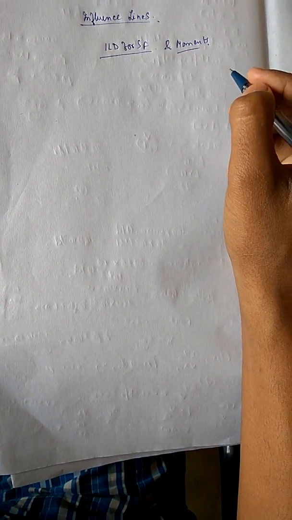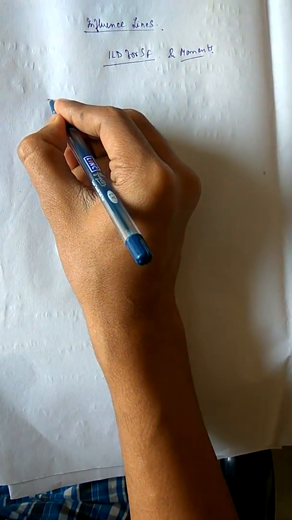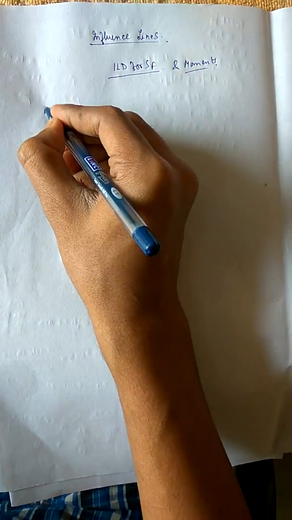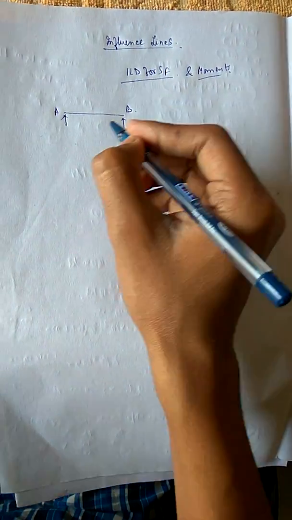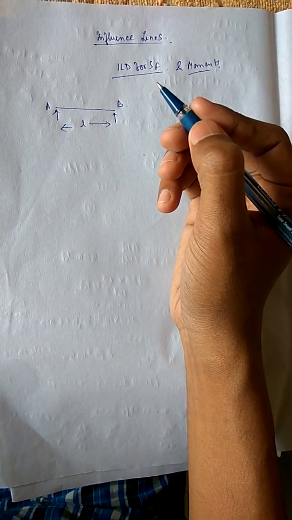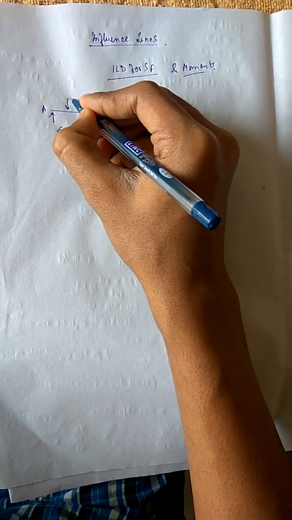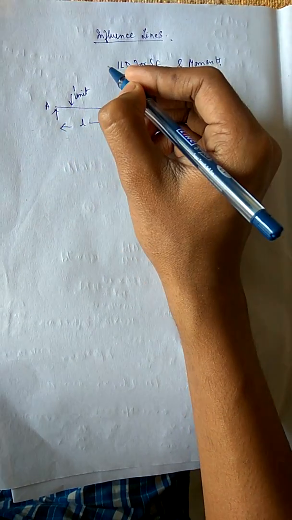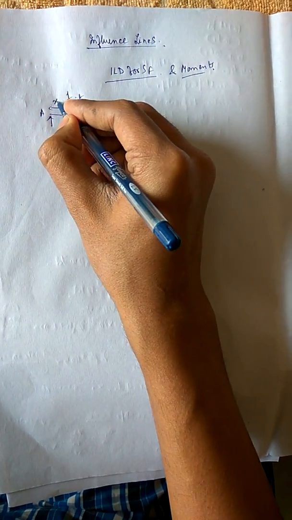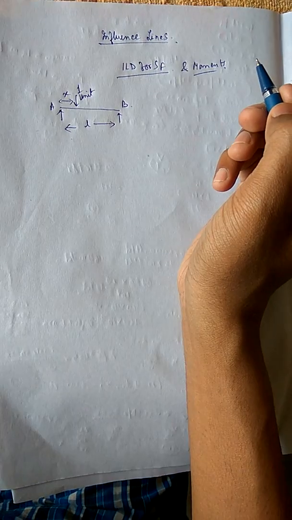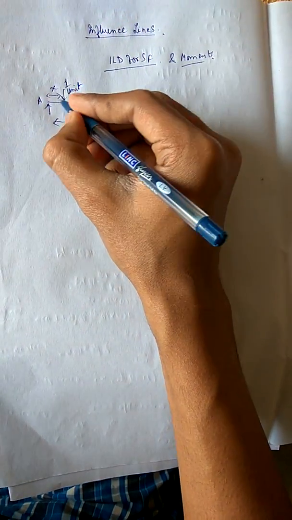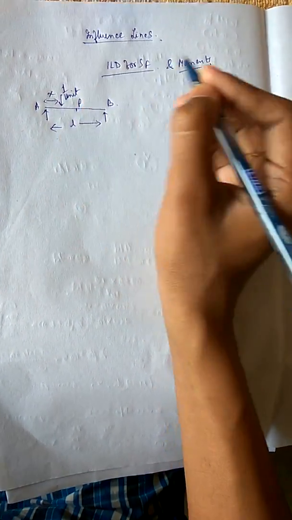Okay, so let's take a simply supported beam. This is AB and this is L distance. Now we'll take 1 unit load at a distance of x. Now we have to draw, and the middle point of AB is P.